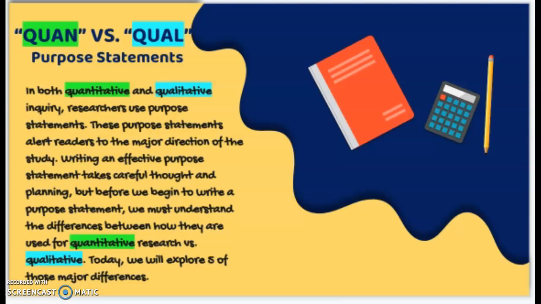So in both quantitative and qualitative inquiry, we're going to use purpose statements. So the purpose statement basically just alerts your audience to the major direction of your study. So of course, writing an effective purpose statement is going to take a lot of thought and planning. But before you can write your purpose statement, you have to understand how they're used for both quantitative and qualitative studies so that you can understand which best fits what your study is going to be. So today, what I'm going to do is just go over the 5 major differences between quantitative and qualitative.